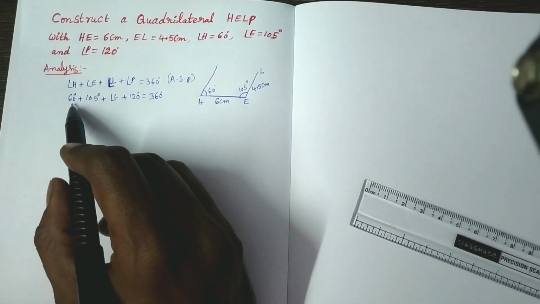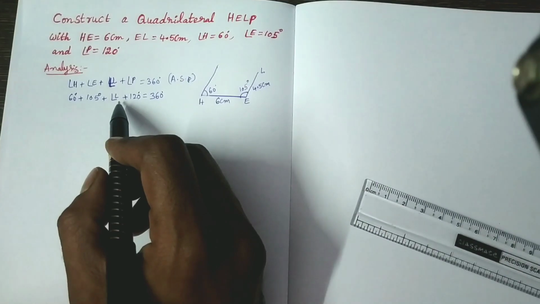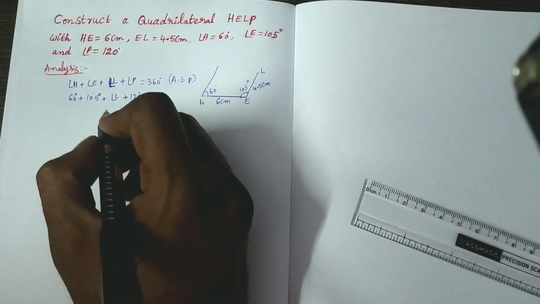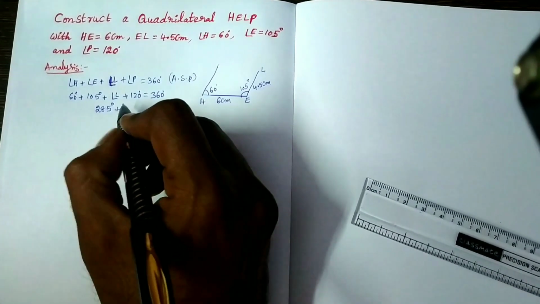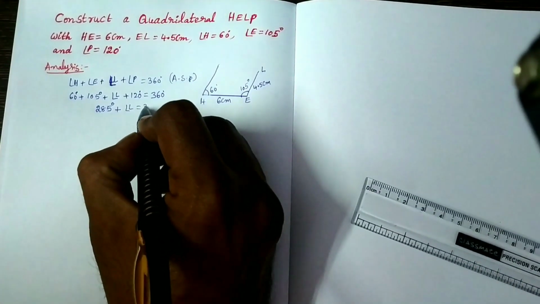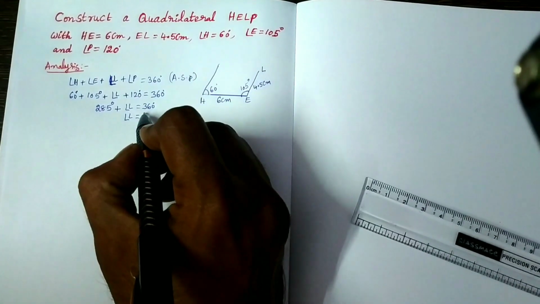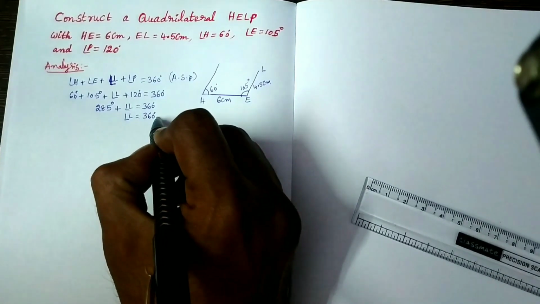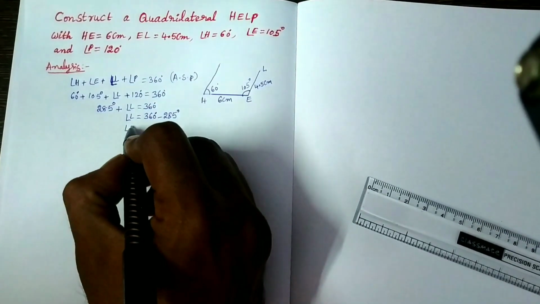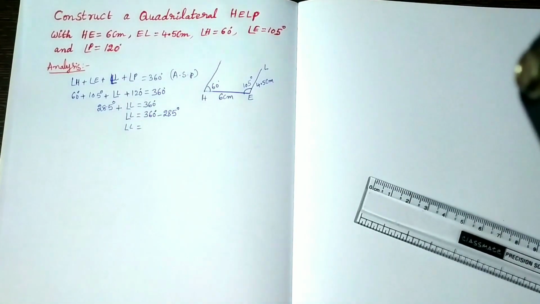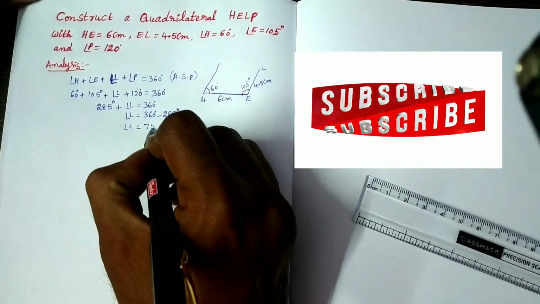120 plus 60, 180, 180 plus 105, that is 285, plus angle L is equals to 360 degrees. Now angle L is equals to 360 degrees minus 285 degrees. So finally angle L is equals to 360 minus 285, that is 75 degrees.